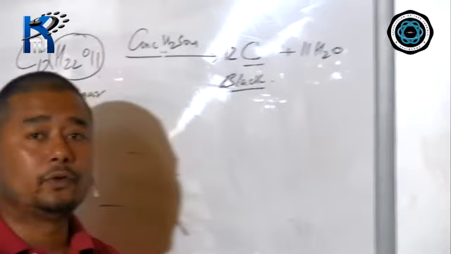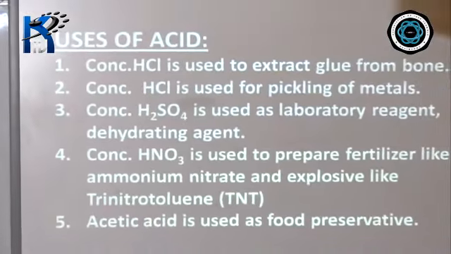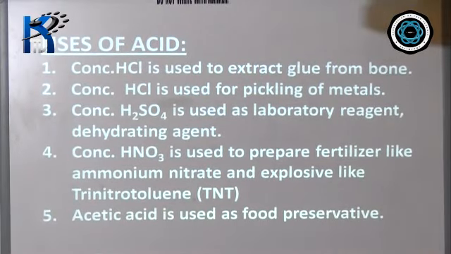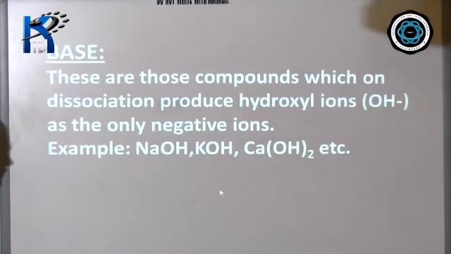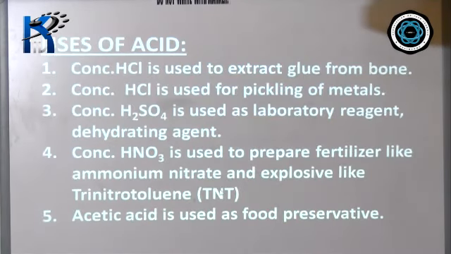Now we go to the use number 4. Conc nitric acid is used to prepare fertilizer like ammonium nitrate and explosive like trinitrotoluene. Okay, trinitrotoluene is abbreviated as TNT. The T stands for tri, N stands for nitro, T stands for toluene. So trinitrotoluene. So do remember, nitric acid is used to make fertilizer like ammonium nitrate, and to prepare explosive like trinitrotoluene, abbreviated as TNT.